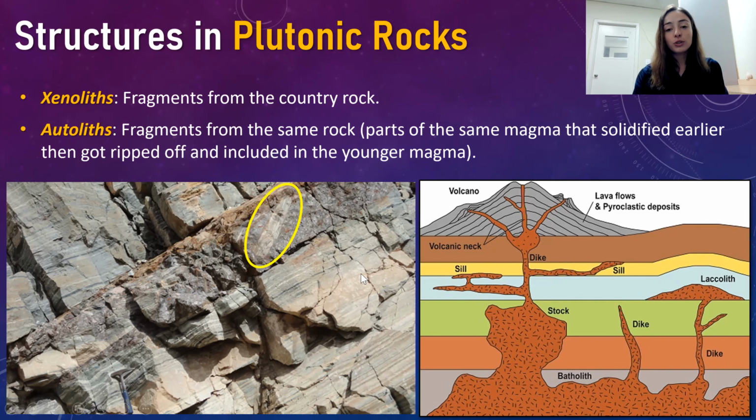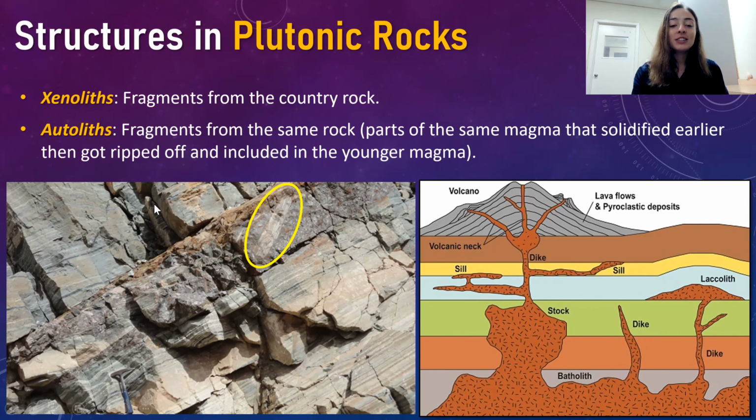The country rock shown at the lower right and upper left of this picture is marble, so metamorphosed limestone, and the intrusion or intruding sill we can see here has included some big clasts or inclusions from the pre-existing country rock, or in this case our marble. And this is called a xenolith because it's not of the same composition as your igneous structure. It's from the country rock.